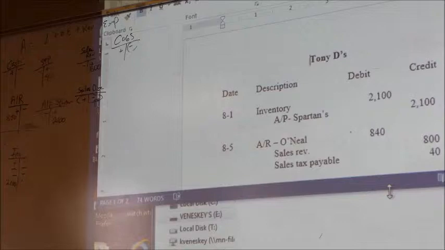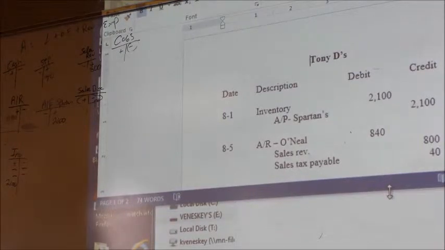So my debit would be to what account? Cost of goods sold. Now, I don't tell you specifically in the problem on August 5th, but you can easily figure it out. What should my debit to cost of goods sold be for? $840. No, not 840. And let me tell you why, so you don't do this later and forget.